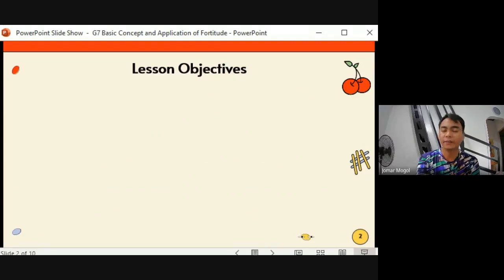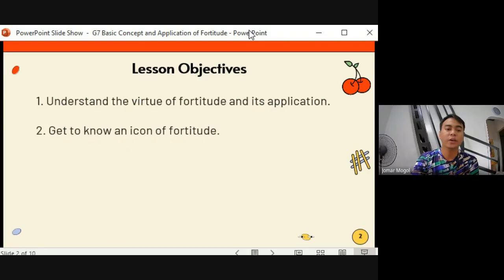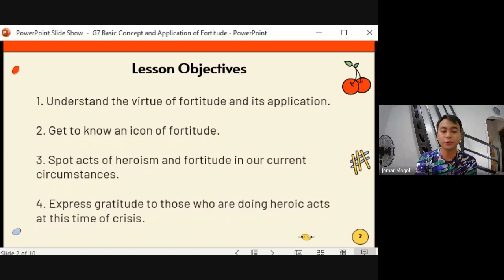In this lesson, we have four lesson objectives. First is to understand the virtue of fortitude and its application. Second is to get to know an icon of fortitude, or the symbol for fortitude. So it's up to you to decide what will be your symbol for fortitude. The third one is to spot acts of heroism and fortitude in our current circumstances. And last and finally, our last lesson objective will be to express gratitude to those who are doing heroic acts at this time of crisis, especially during this pandemic.